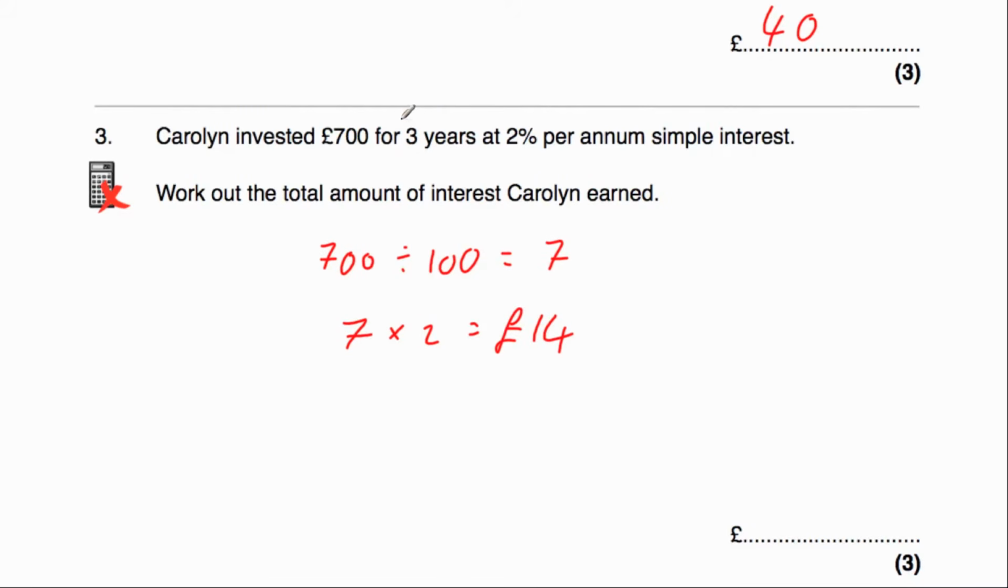Now she's invested the money for 3 years, so we do 14 multiplied by 3, and that'll be the total amount of interest that Carolyn receives. 14 multiplied by 3, well 14, 28, 42. So Carolyn will receive £42 interest. If the question asked how much money Carolyn had in the account in total, we'd have to add that £42 onto the 700, but the question just asks for the total amount of interest, so it's going to be £42. Okay, let's have a look at our next question. So question 4.